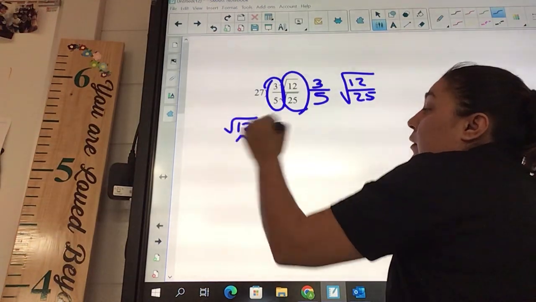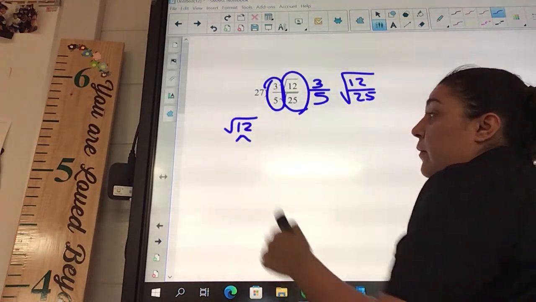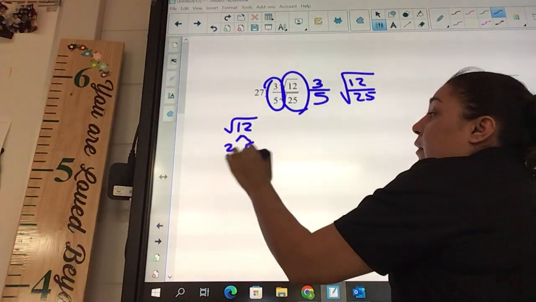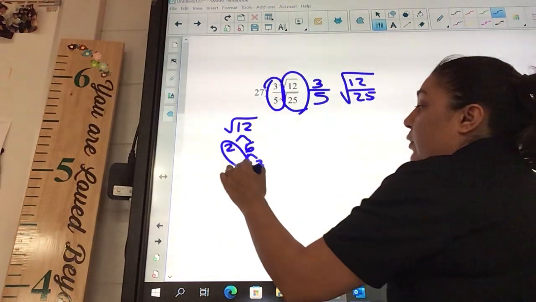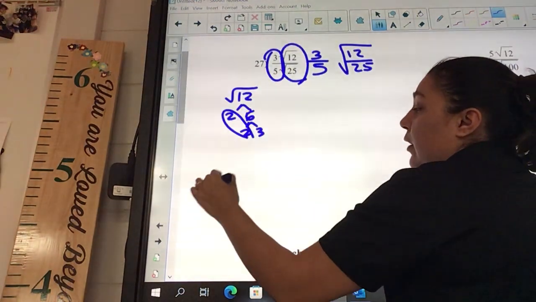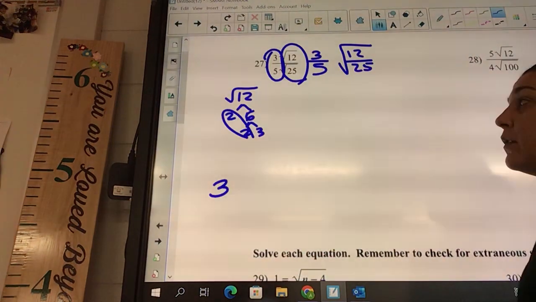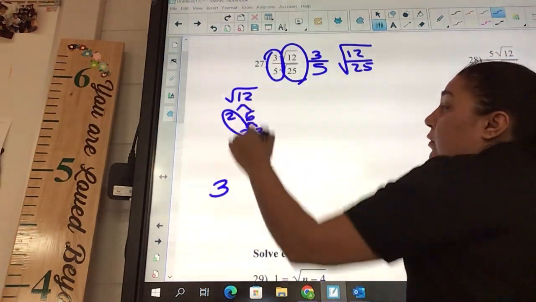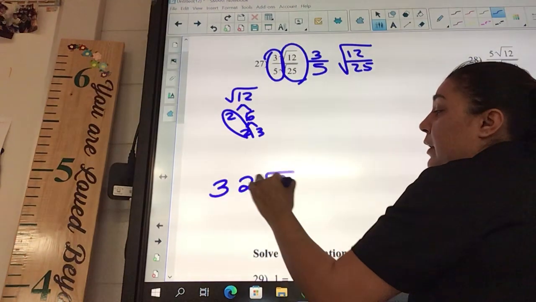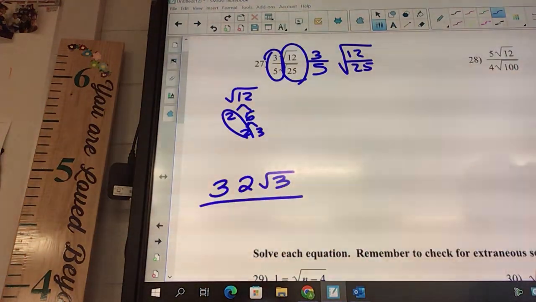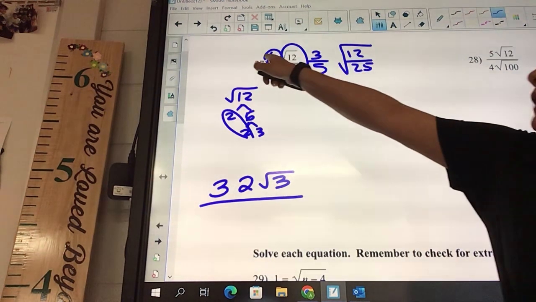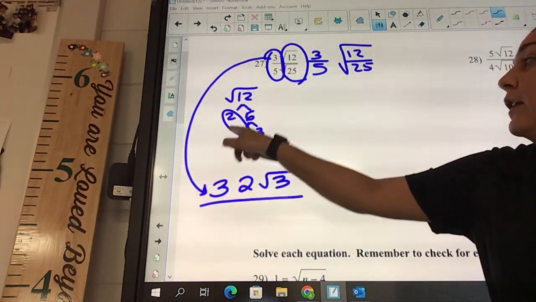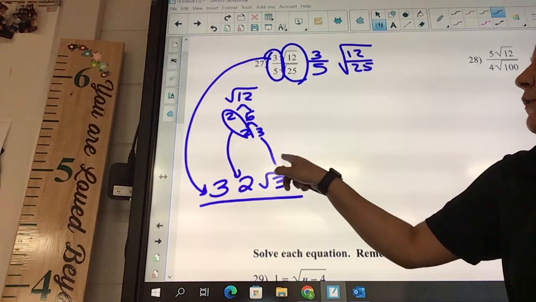What are some factors of 12? 2 and 6, 2 and 3. So what is that radical going to become? 2 square root of 3. We already have this 3 on top that they gave us, and we know this radical is going to become 2 square root of 3. Why put it there? Because of this 3 that they gave us, then this 2, and then that 3 left over.